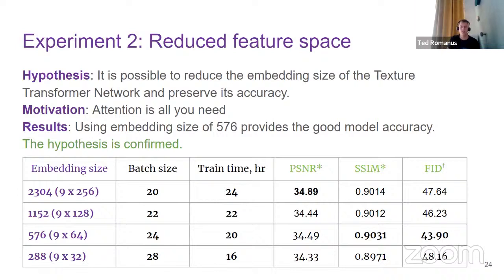Embedding sizes smaller than 576 result in worse model accuracy. In summary, by reducing the embedding size by four times, we are still able to have the same accuracy as the original model. And as an additional benefit, the model training time decreases from 24 to 20 hours.